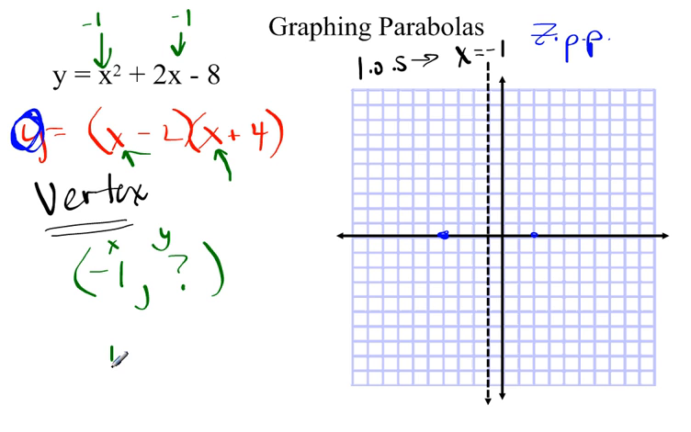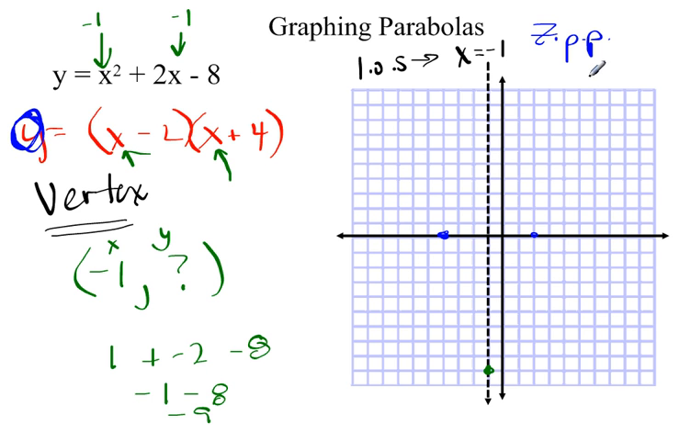Negative 1 squared is 1. 2 times negative 1 is negative 2, minus 8. So it's negative 1 minus 8, which is negative 9. So I go down to negative 9. There's my vertex. And then the last thing I need to find is my y-intercept.